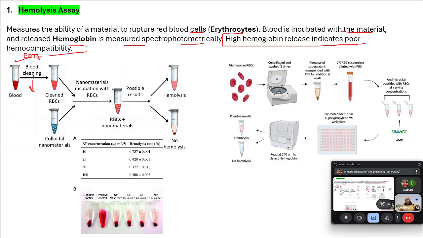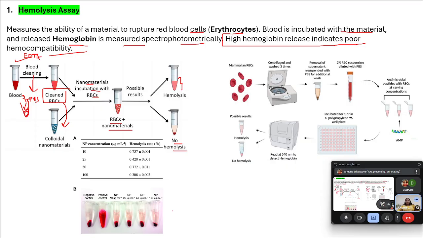Now, during this blood cleaning, what you do is you collect the whole blood. You centrifuge it so as to collect the RBC suspension, and then you wash this RBC suspension thrice with 1x PBS, centrifuge it, and then collect the final RBC suspension. Now, once you have the cleaned RBC, you will incubate it with your nanomaterial. Okay, this is RBC plus nanomaterials. So there could be two possible results. If your nanomaterial is causing hemolysis, this is how your MCT would look. But if it is not causing hemolysis, and ideally it should not, it will look like that.